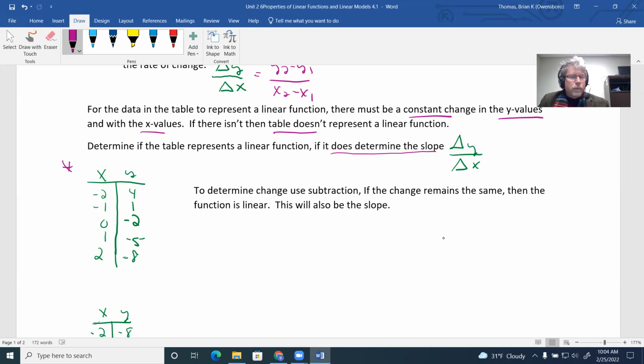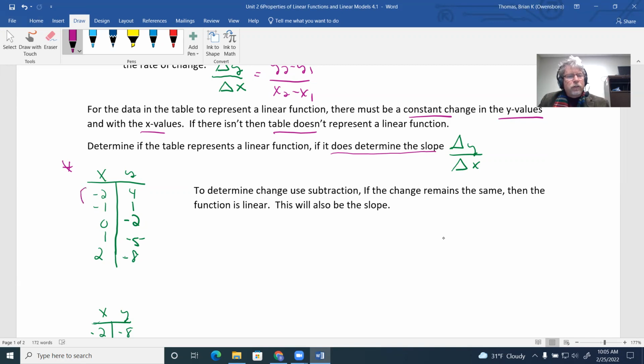One of the things you have to pay attention to is that to determine the rate of change, your ordered pairs have to be in some order. What you have to look at is your x's. They have to be in either a smaller to larger or larger to smaller order. And we see this is going from smaller to larger. So now I can interpret to see if this table represents a linear function.